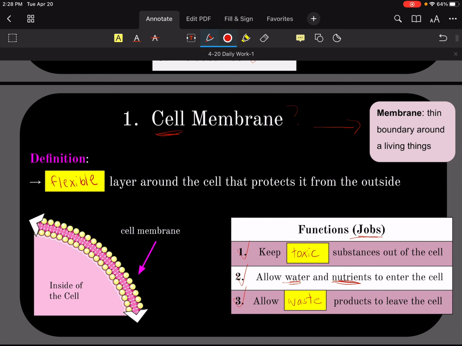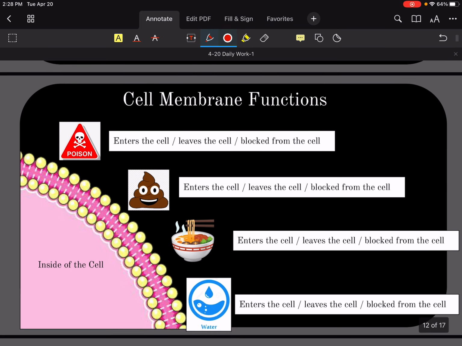And now we're going to play a little game, matching the cell membrane functions to the picture. So in this first image, I have a picture of poison. And poison is going to be blocked from the cell. Now, my cell poop is going to be leaving the cell. Ramen is a food, so I know that's going to enter the cell. And water, everything living needs water, so water is going to enter the cell too.